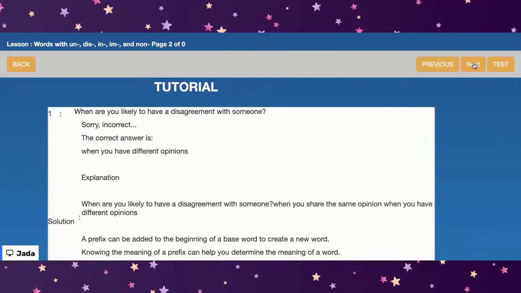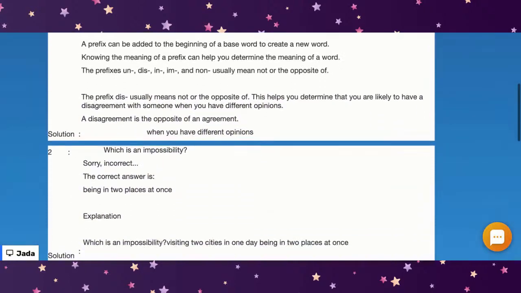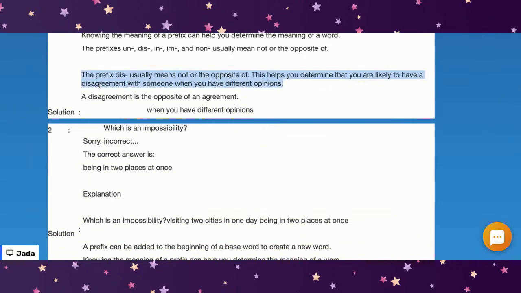Okay, let's look at some more examples. When are you likely to have a disagreement with someone? Disagreement, dis. The prefix dis usually means not or the opposite of. This helps you determine that you are likely to have a disagreement with someone when you have different opinions. So if you and I have different opinions, we will have a disagreement. A disagreement is the opposite of an agreement, when you have different opinions.